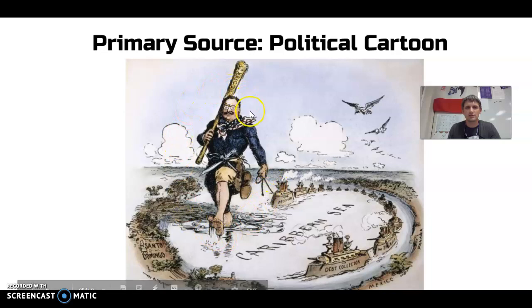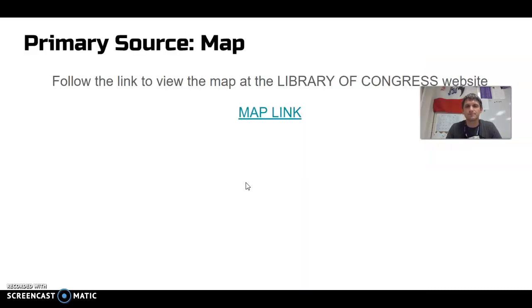I did tell the students that this is Teddy Roosevelt, if that gives you any insight into the cartoon. The last one was a map. That's a link to the Library of Congress, which is a great website full of primary sources.